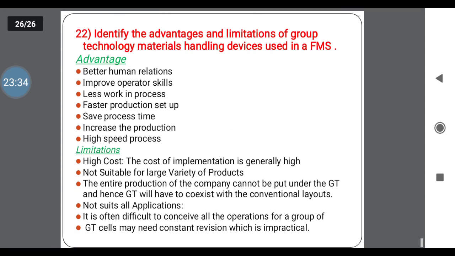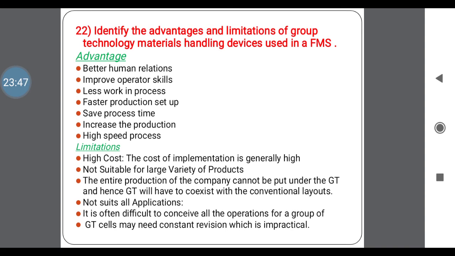Next one, identify the advantages and limitations of group technology, material handling devices used in FMS, means combination of these three. The first advantages: better human relations, improved operator skills, less work in process, faster production setup, saves process time, increases the production, high speed process. Means if you install these three in FMS, you get better human relations with a high quality product and less space, less wastage and high production rate. Those are the advantages of this one.